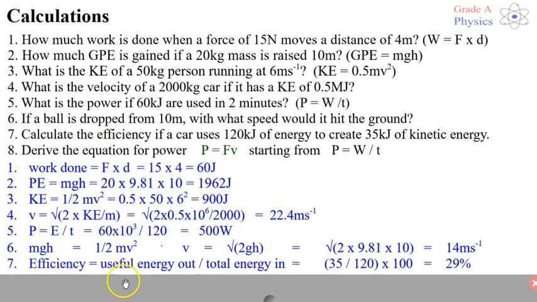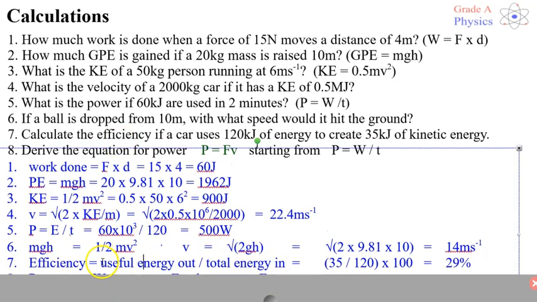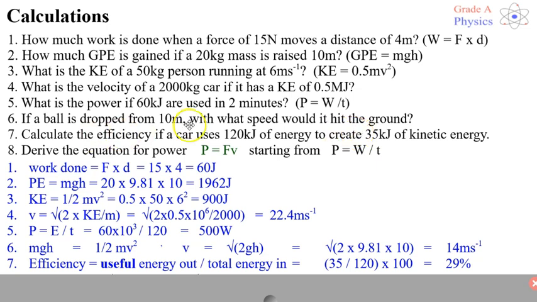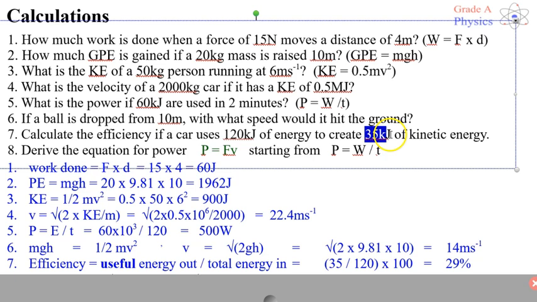Efficiency should be straightforward. Just be careful when you're writing this. If you say the energy out divided by the energy in, well, that's actually 100%. We've got to define the useful energy. That's really important. So we need to think about, well, what is this device trying to do? Well, if it's a car, then the useful energy is the kinetic energy, 35 kilojoules.